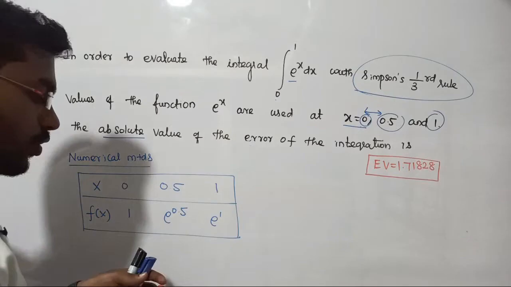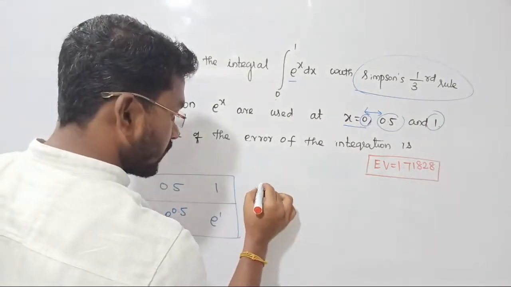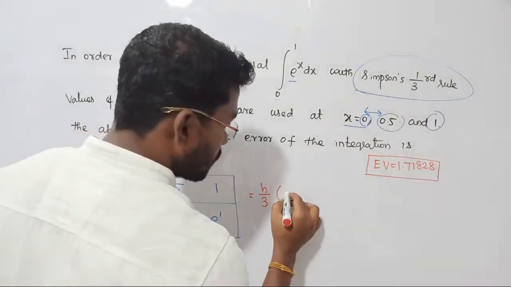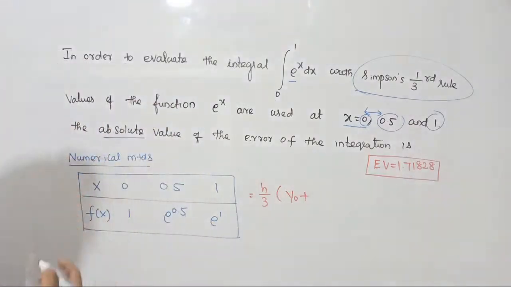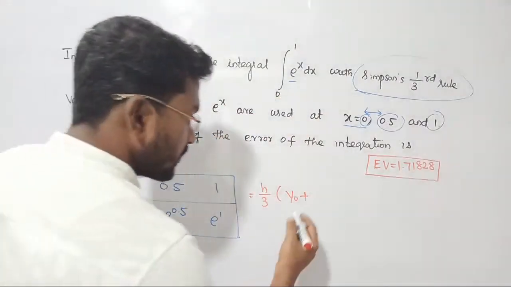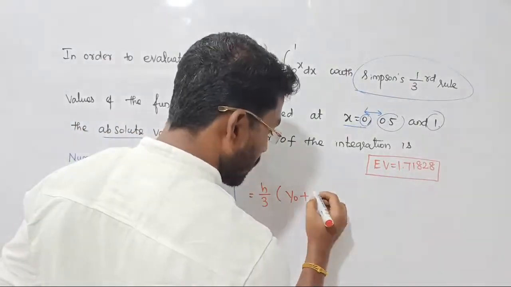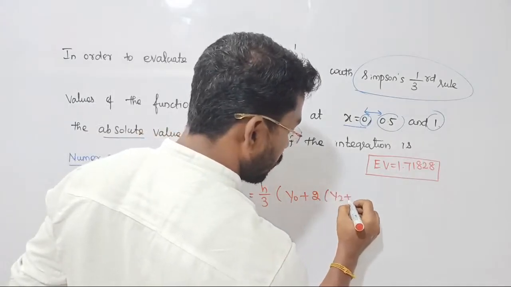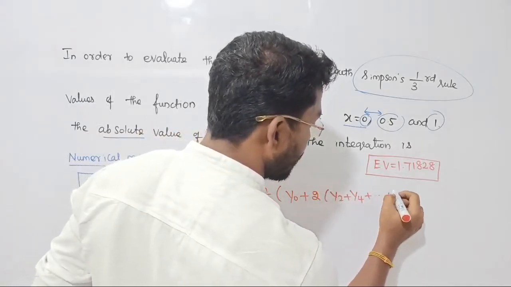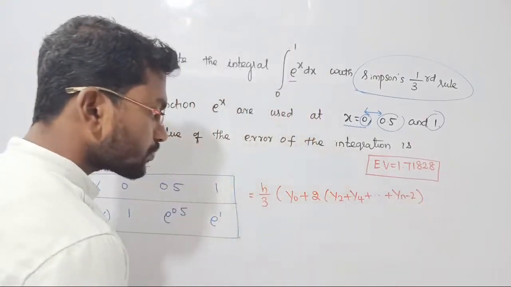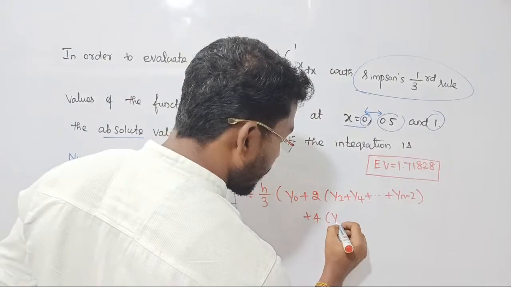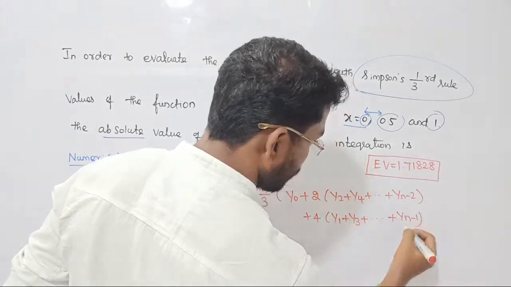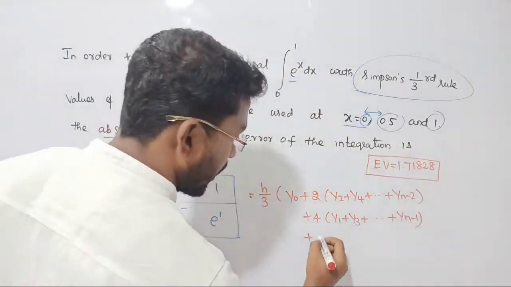In numerical methods, we all know the formula, right? Let me write the formula directly. Step size, that is h upon 3, in bracket we should consider y0 plus, right? So we are traveling along with the Simpson 1/3 rule. In Simpson 1/3 rule, we have to consider the rest of the values in the sense 2, in bracket y2 plus y4 plus etc. I should travel up to n minus 2. Similarly, I have to consider 4, and y1 plus y3 plus, and we have to travel up to yn minus 1. And similarly, we have to consider yn, the final value.